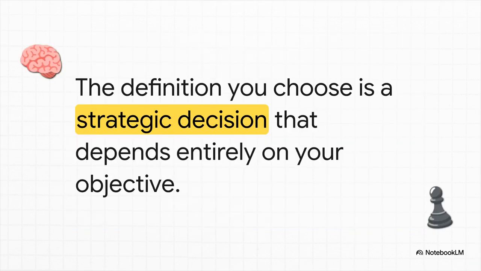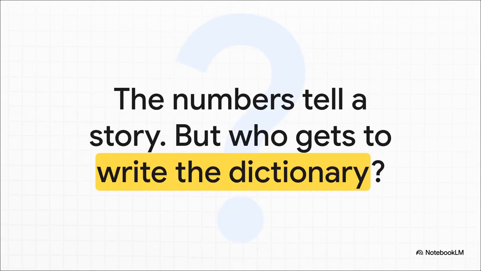So here's the bottom line, the big takeaway. There is no single best definition. The one that gets chosen is a strategic decision that depends entirely on the goal. Are you trying to ring the alarm bell as fast as you can, or are you trying to solve the crime? Because at the end of the day, the numbers are what tell the story of an outbreak. But those numbers, they're completely shaped by the definition someone chose to use, which kind of leaves you with this one big question, right? The numbers tell the story, but who gets to write the dictionary?